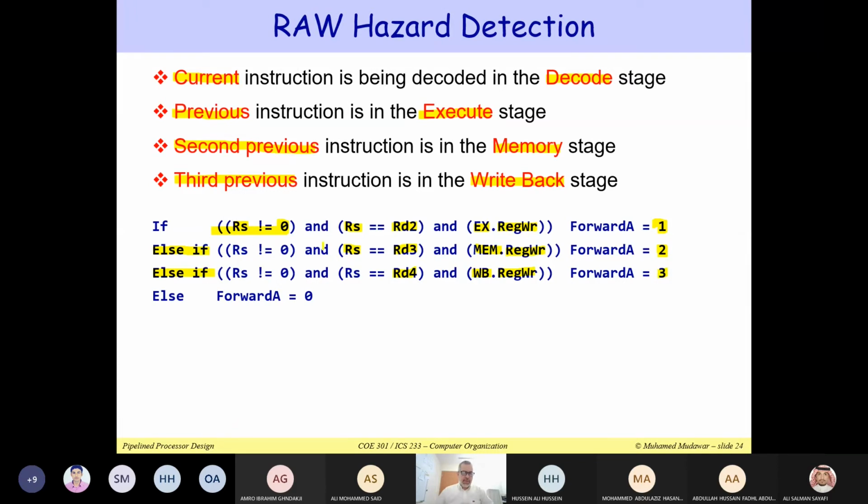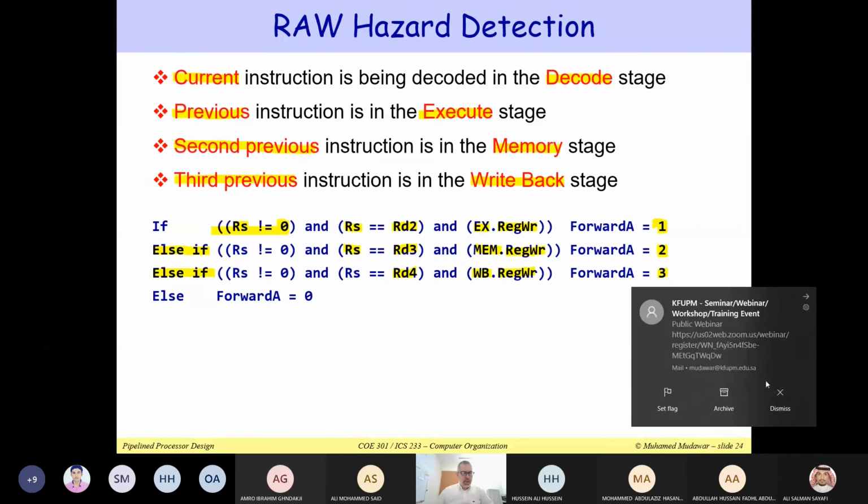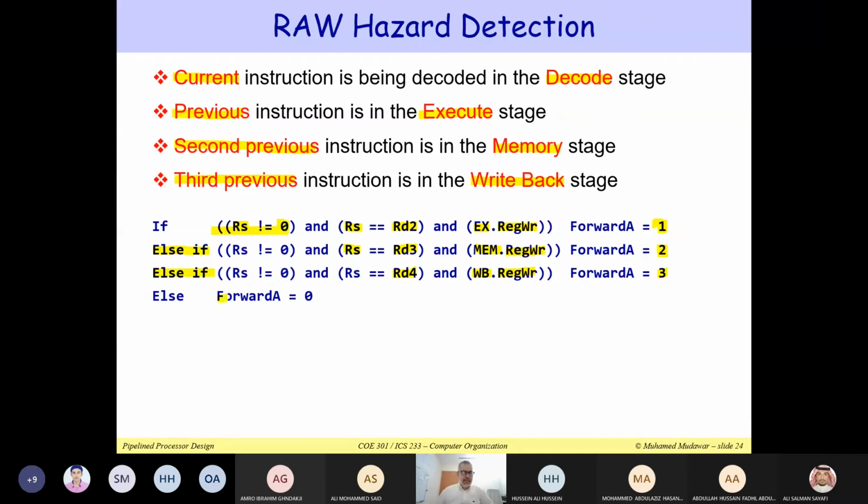Now, if all the above are false, we reach the final else, indicating that forward A is equal to 0. It means do not forward, just read it from the register file. There is no need for forwarding.